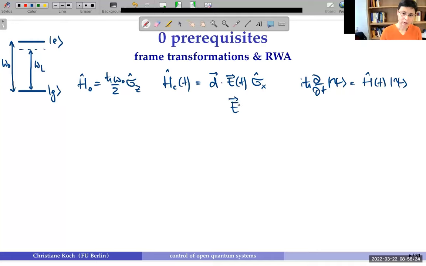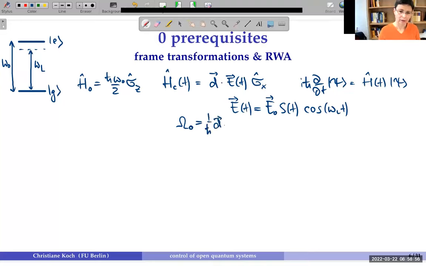And the electric field, let's assume it's given by some amplitude, E0, some envelope function that I call S of t, and then the carrier frequency, so cosine omega L t. And that gives us a real function, which is what we would expect for an electric field. And now we can introduce an abbreviation and write this as omega naught, which we define in terms of the scalar product of D and E0.